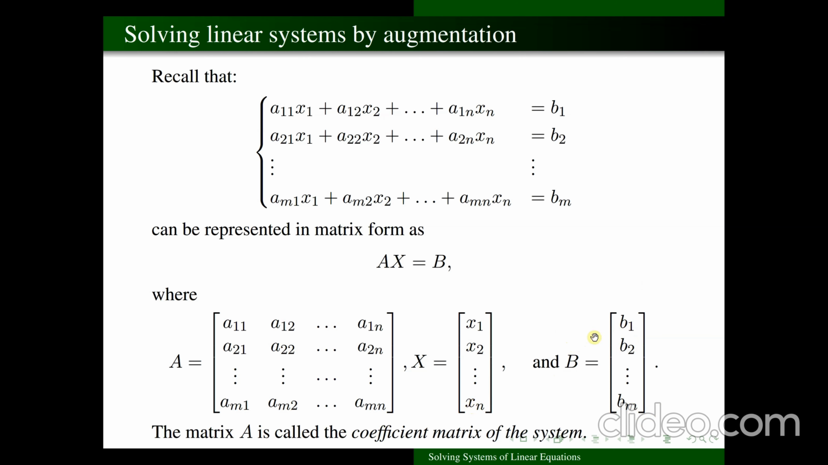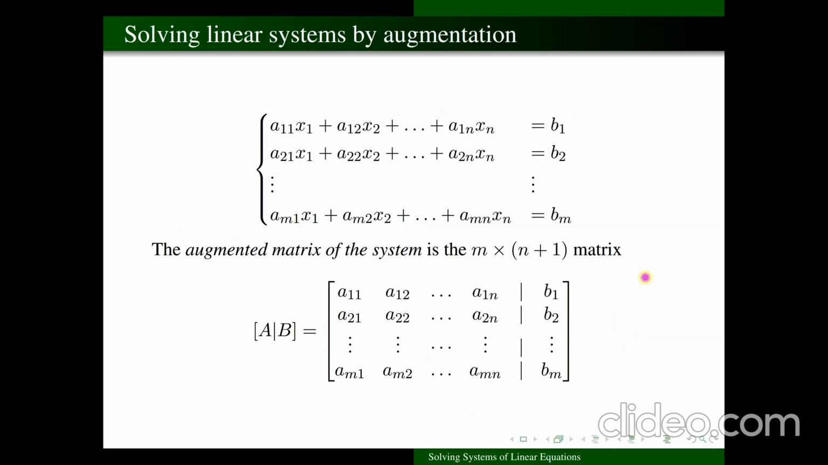This matrix A is called the coefficient matrix of the system. Another matrix can be associated with a linear system. The m by n+1 matrix, which contains the matrix of coefficients and the vector of constants as submatrices, is called the augmented matrix of the system, and denoted by this. For example, the system shown has associated augmented matrix given by this.